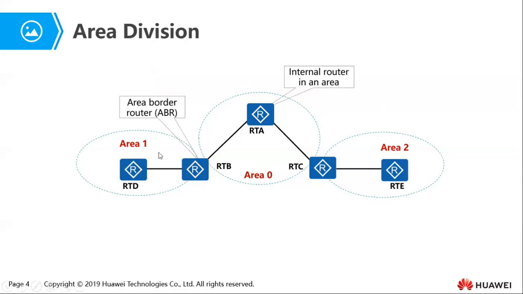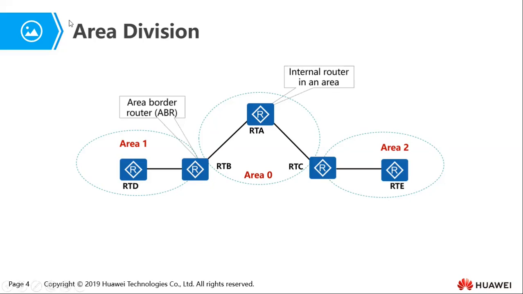Okay, so why did we say that at least one area has to be named area 0? Because communication between areas is through area 0. Communication between areas is through area 0, and we're going to see why we say that in a short while.